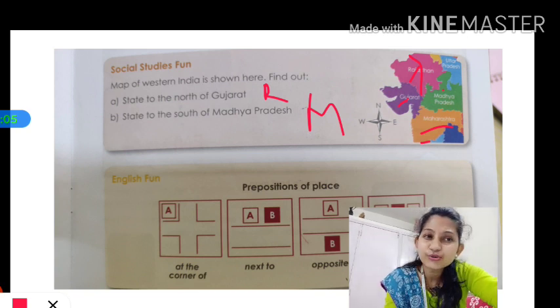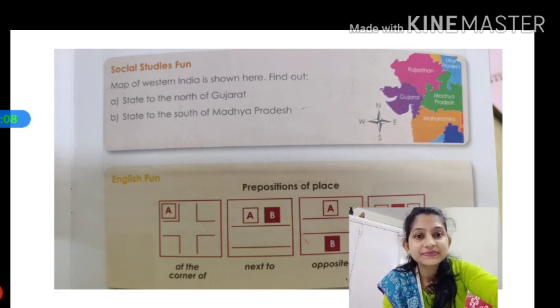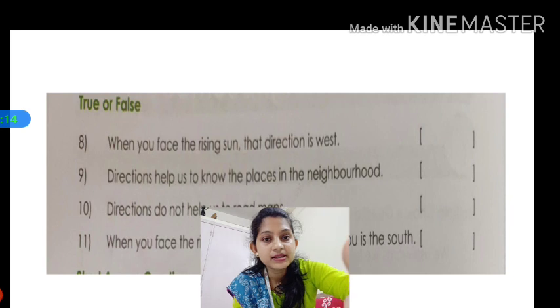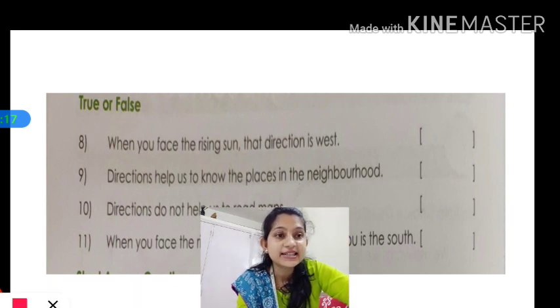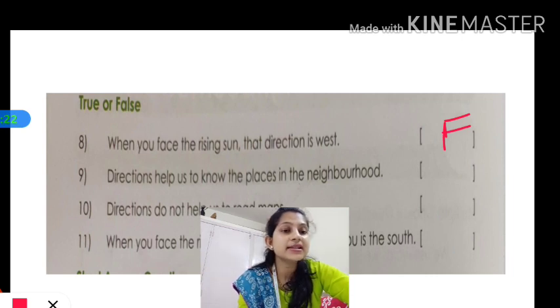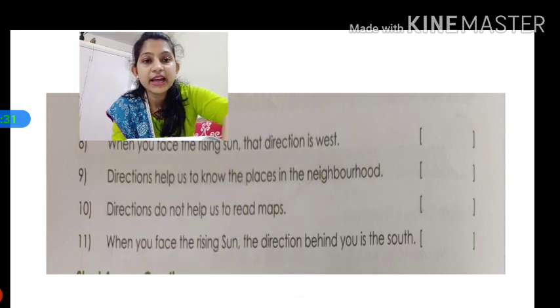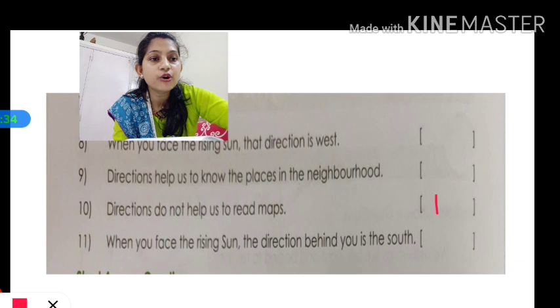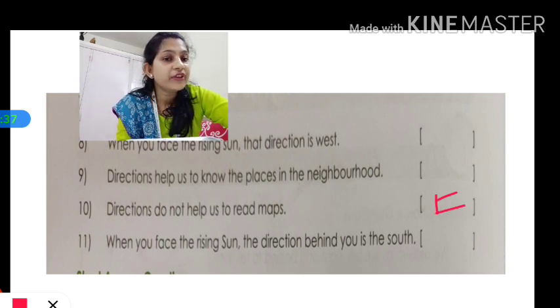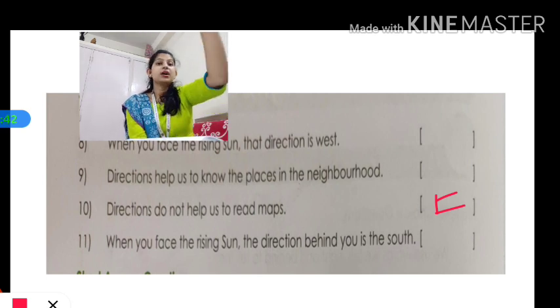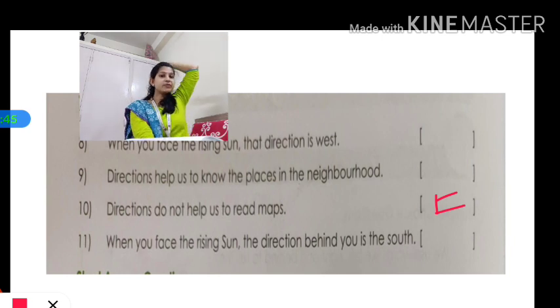Now let us do 1 or 2 workbook questions. See here, when you face the rising sun, the direction is west. No, that direction is east. So here it will be false, isn't it? The directions help us to know the places in neighborhood. True or false? It is true. Then next one is directions do not help us to read map. It is false. When you face the rising sun, the direction behind you is south? No. East is there, then the opposite direction will be west.